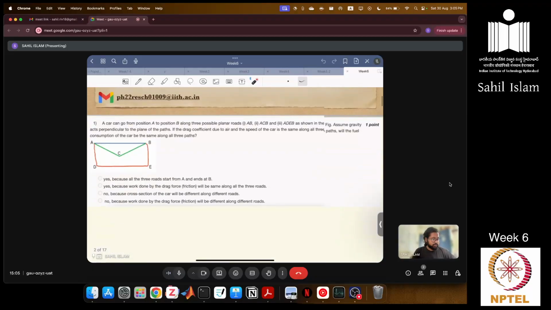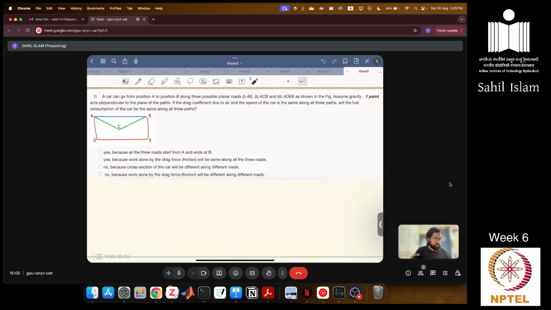So the first question is, a car can go from position A to position B along three possible planar roads: AB, that is this, straight, go from A to B, A to C to B, or A to D to E to B, as shown in figure. Assume gravity acts perpendicular to the plane of the path.